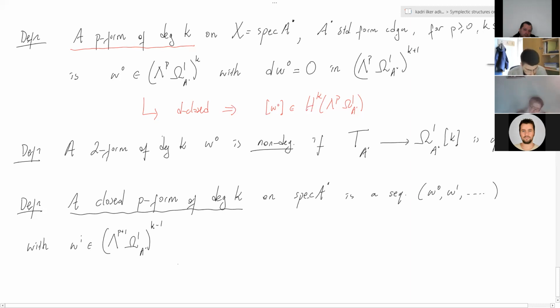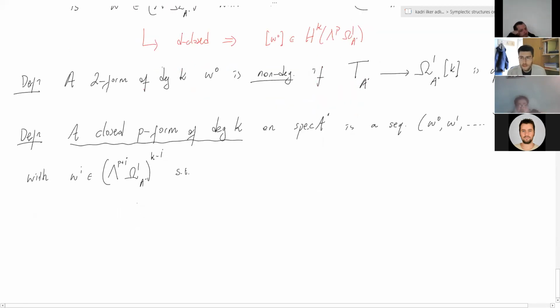Such that, so here are the conditions. First of all, the first condition is d omega 0 equals 0. And the second condition is d de Rham omega i plus d omega i plus 1 equals 0.